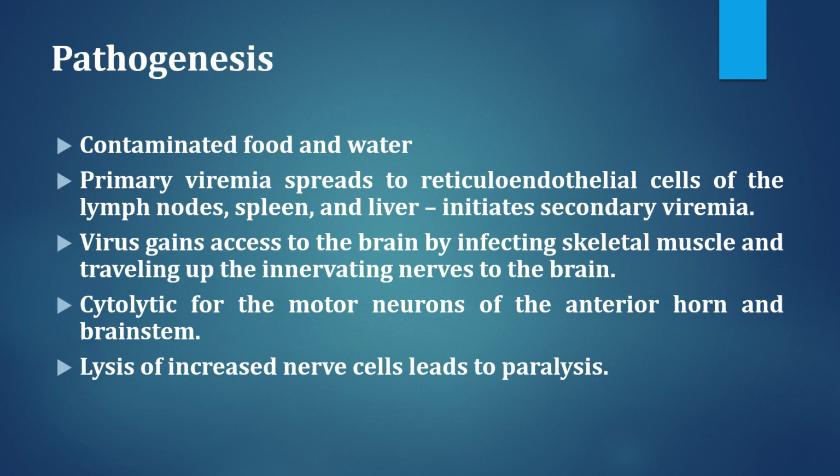Most enteroviruses are cytolytic, replicating rapidly and causing direct damage to the target cells. In the case of poliovirus, the virus gains access to the brain by infecting skeletal muscle and traveling up the innervating nerves to the brain. The virus is cytolytic for the motor neurons of the anterior horn and brain stem. The location and number of nerve cells destroyed by the virus govern the extent of paralysis.